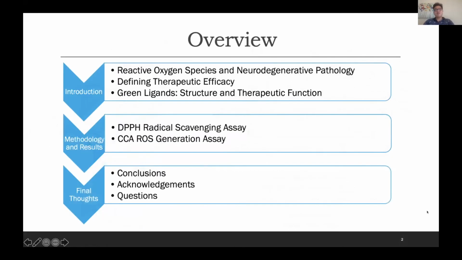So to outline my presentation, we will first discuss the role of reactive oxygen species within neurodegenerative pathology to finding therapeutic efficacy, exploring green ligands in terms of the relationship between structure and therapeutic function, outlining the methodology and results used for the study, and we'll wrap up with conclusions, acknowledgements, and we'll have some time for questions.